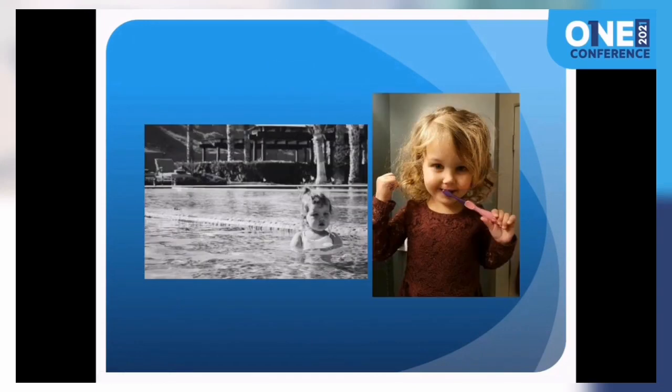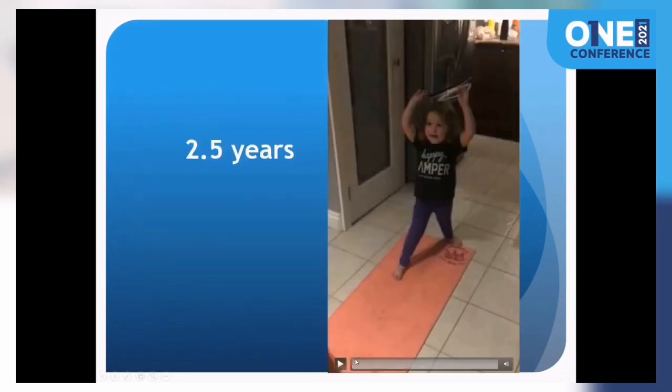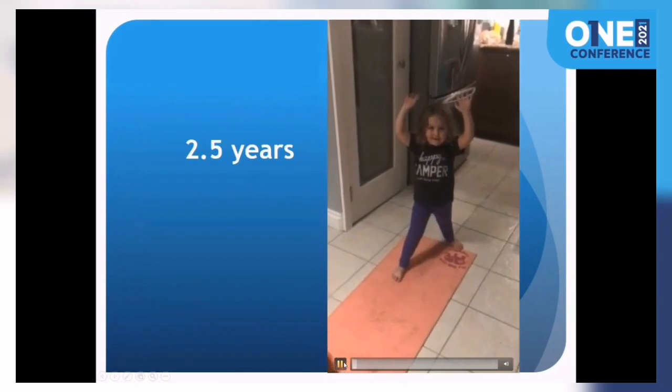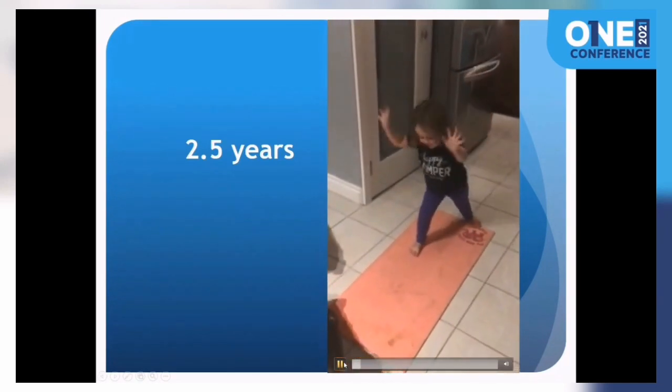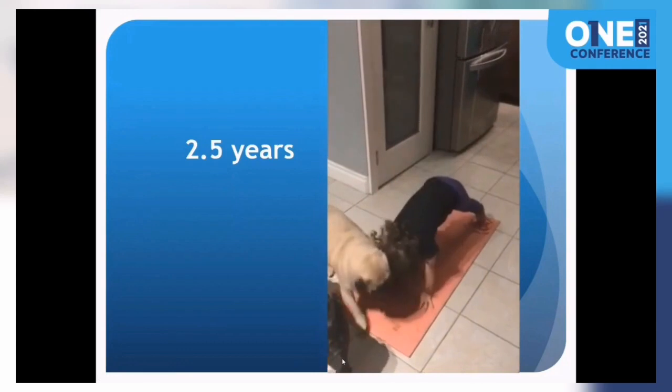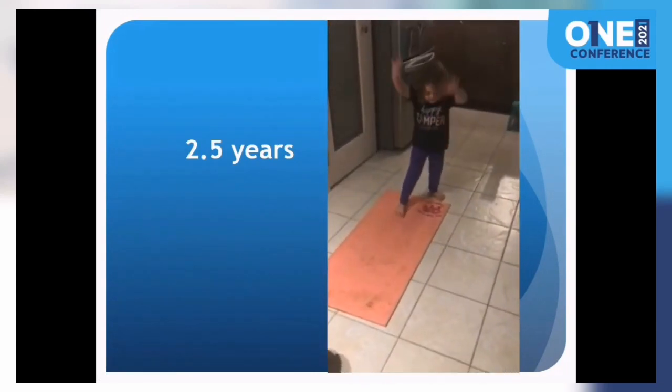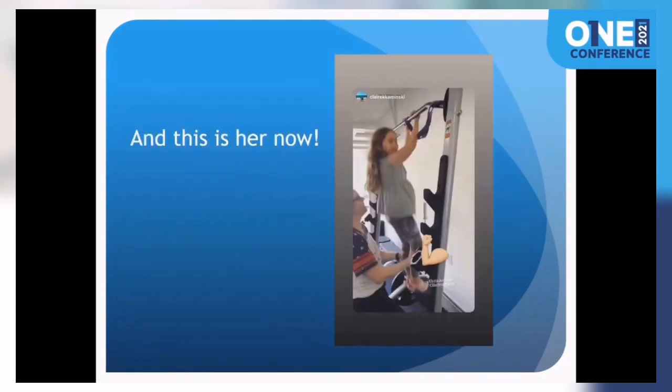And so now this is little T at 2 years old. And this is her at 2.5 years old. I just love watching her. And then this, in fact, is her now at 6 years old.